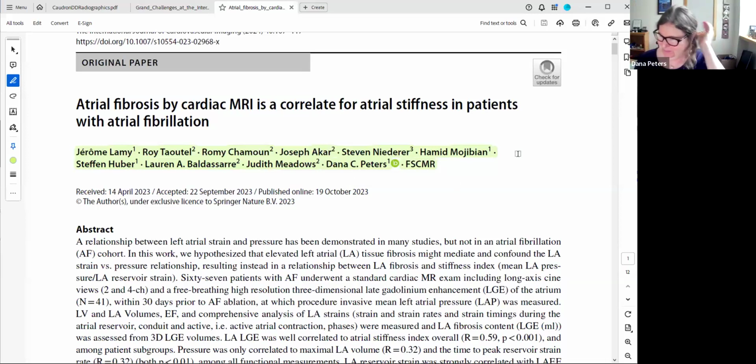So Dana, there you go. Perfect. You can go ahead. There you go. Oh, great. Can you see this on paper? Yes, we can see it now.